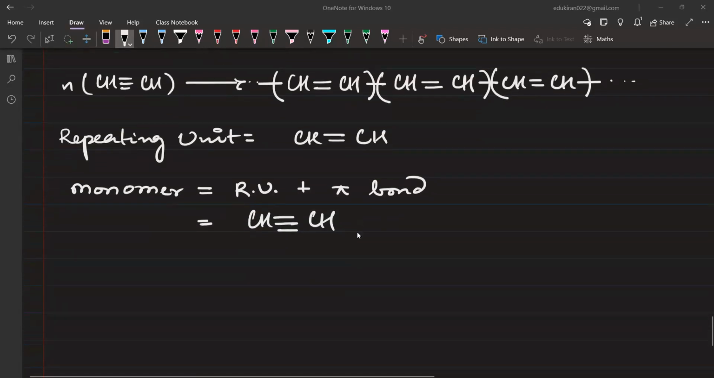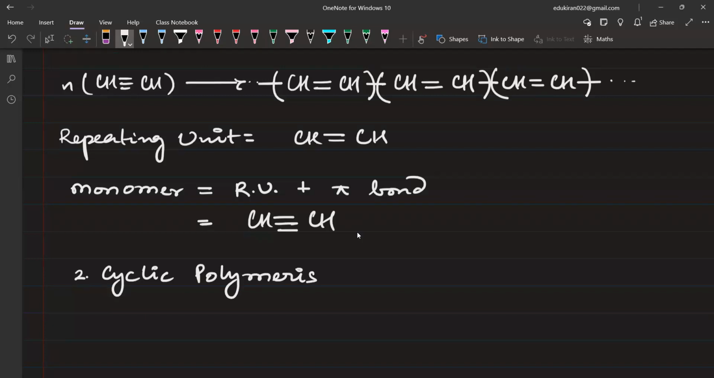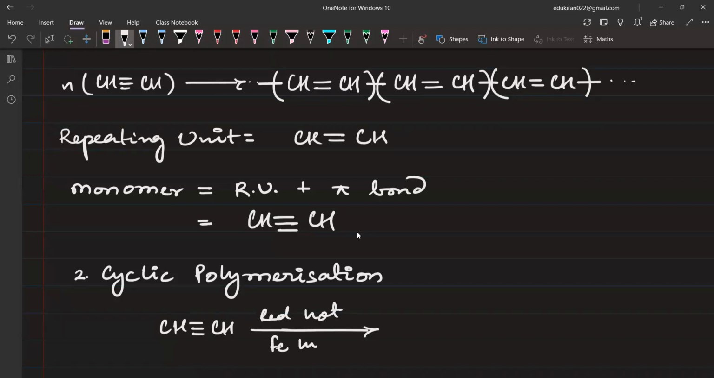Second is cyclic polymerization, please write. In cyclic polymerization, you will take ethyne, CH triple bond CH, in a red hot iron tube at around 873 Kelvin. You will get benzene.